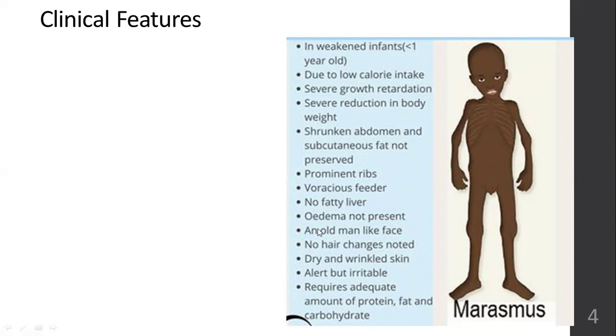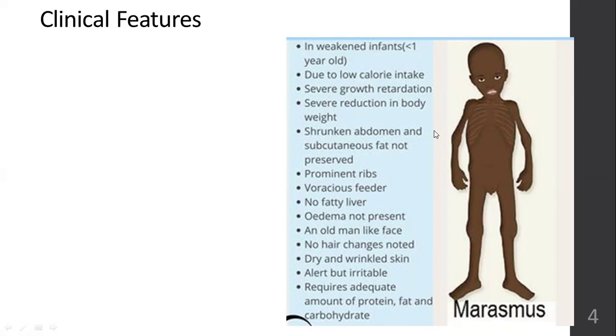No fatty liver is seen here. Edema is not present. An old man kind of a face. No hair changes are noted. Dry and wrinkled skin because of dehydration and loss of fat. The child is alert, not unconscious. The child is alert, but the child is very irritable. They get angry very easily. They throw a lot of tantrums.